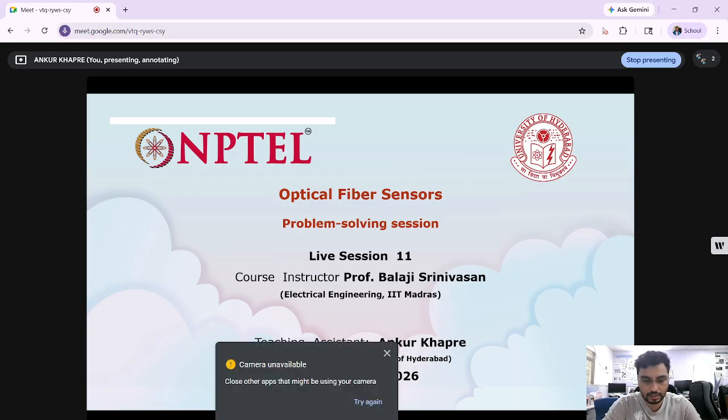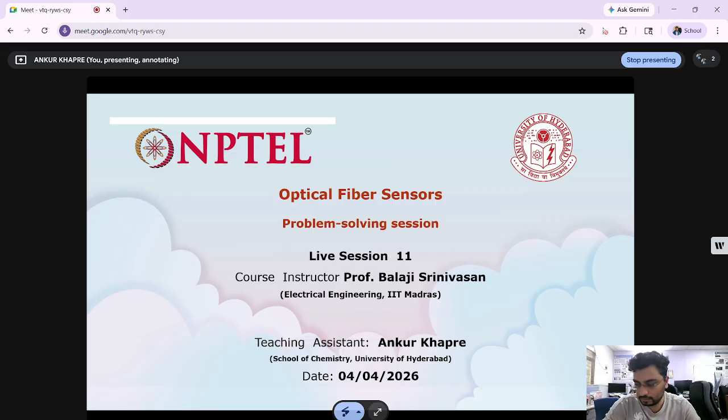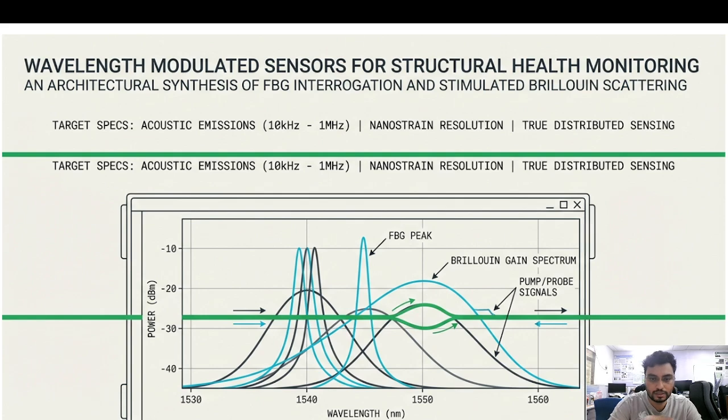We have already discussed earlier about the wavelength modulated sensors. Today we are going to discuss the continuation of the discussion which we have been carrying out throughout the last 2 weeks or two sessions. Today we are going to discuss the wavelength modulated sensors for various applications. One of them is structural health monitoring, which has been shown in this first slide.